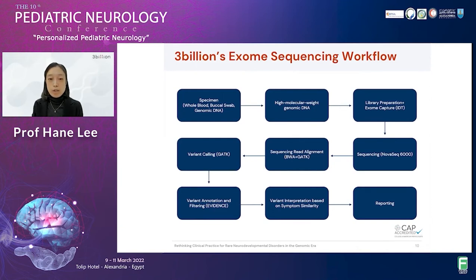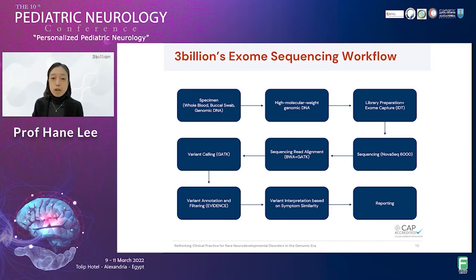I would like to also mention that our laboratory is accredited by the College of American Pathologists, CAP. Currently, we accept whole blood and buccal swab samples. We also accept high-quality genomic DNA extracted from whole blood or buccal swabs. Once the genomic DNA is extracted and quality checked, library preparation and exome capture are performed.